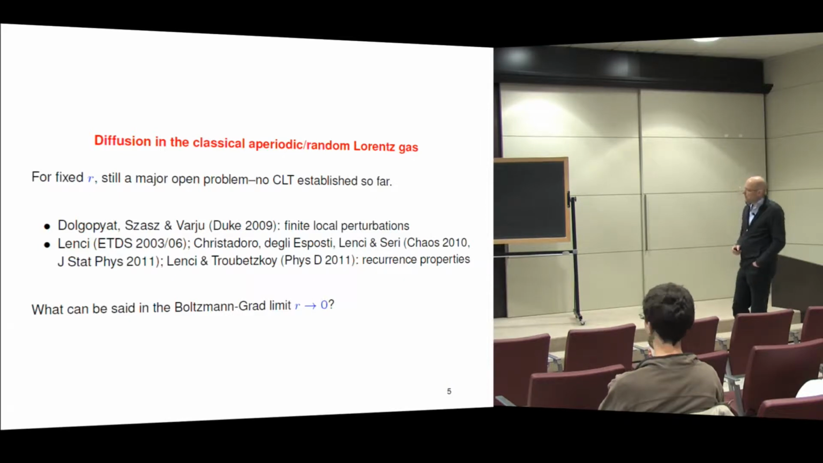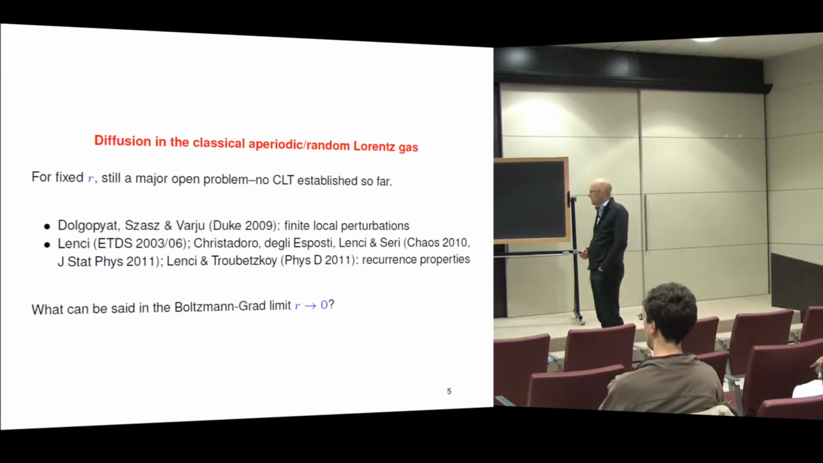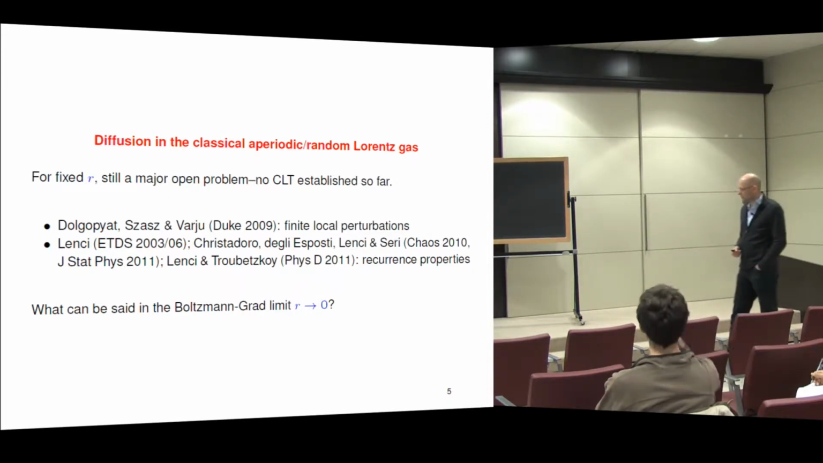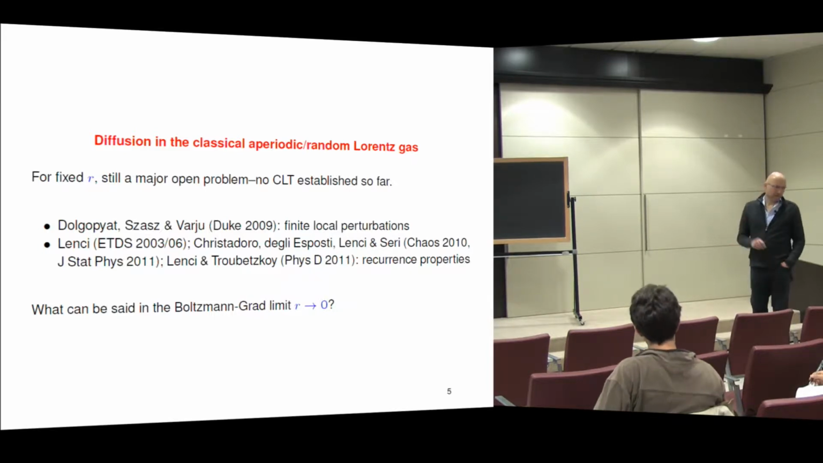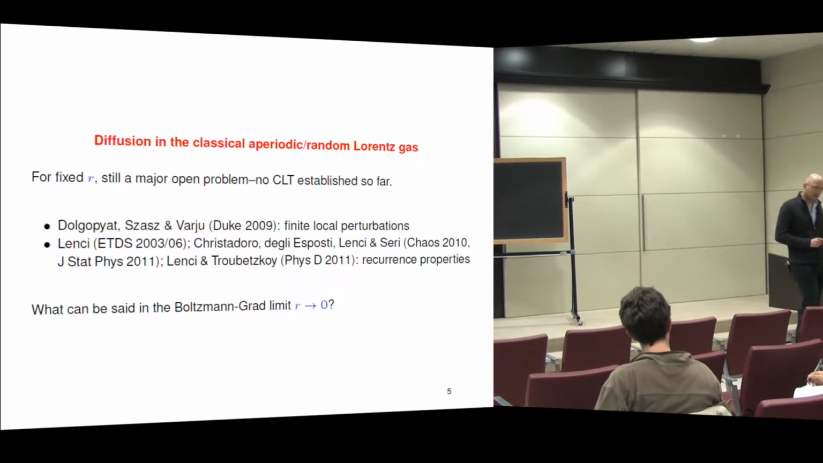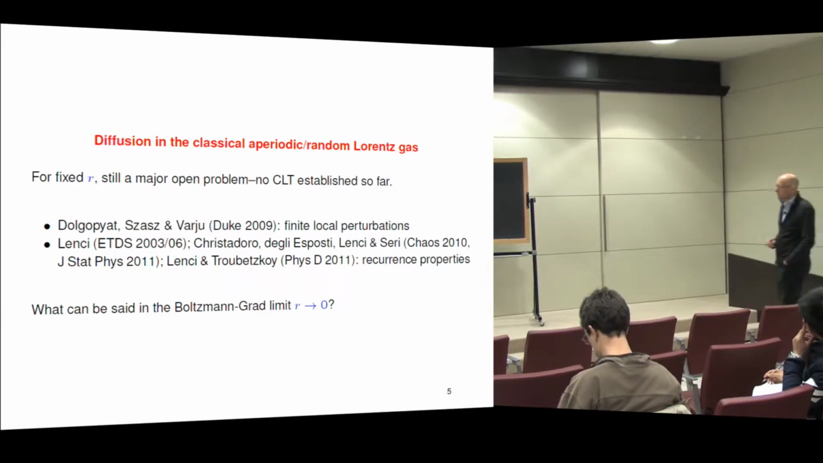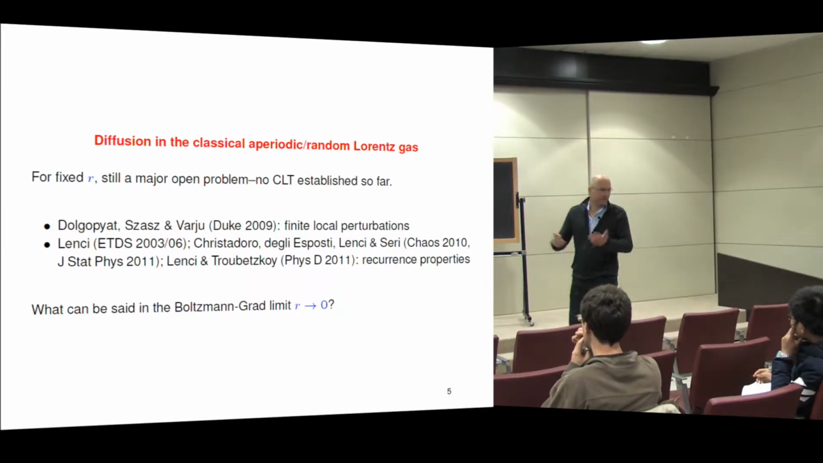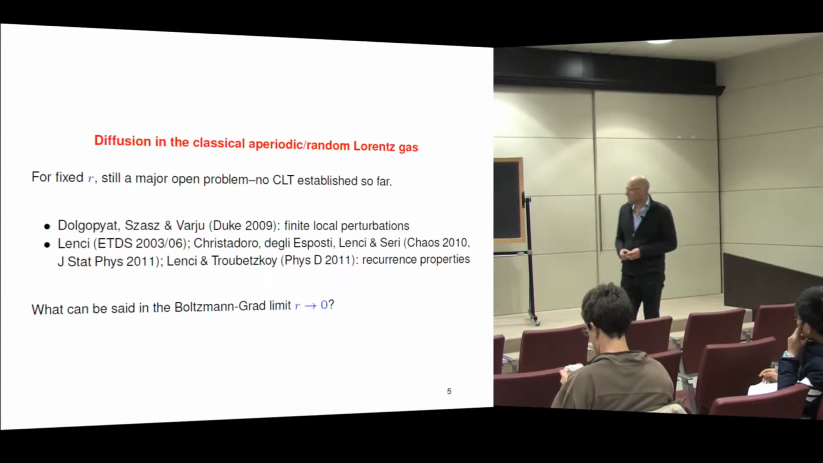The best set of papers on recurrence properties, for example, for aperiodic Lorentz gas is the work of Marco Lenci and his collaborators. And I refer you to those papers. But as I said, proving a central limit theorem for an aperiodic Lorentz gas, even in dimension 2, is an open problem. So again, the question is, well, let's follow Lorentz's original idea and let's shrink the scatterers and see what happens there.